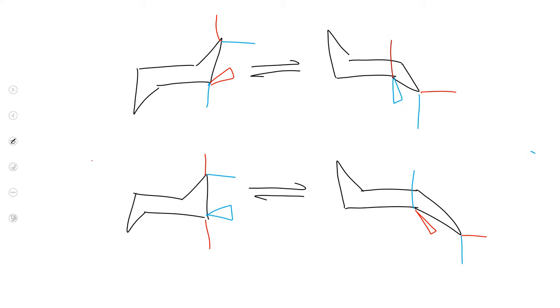And I did not need to do that. I just forgot which one I had written in which order. Before, this was the trans and this was the cis. I accidentally switched them when I redrew everything.